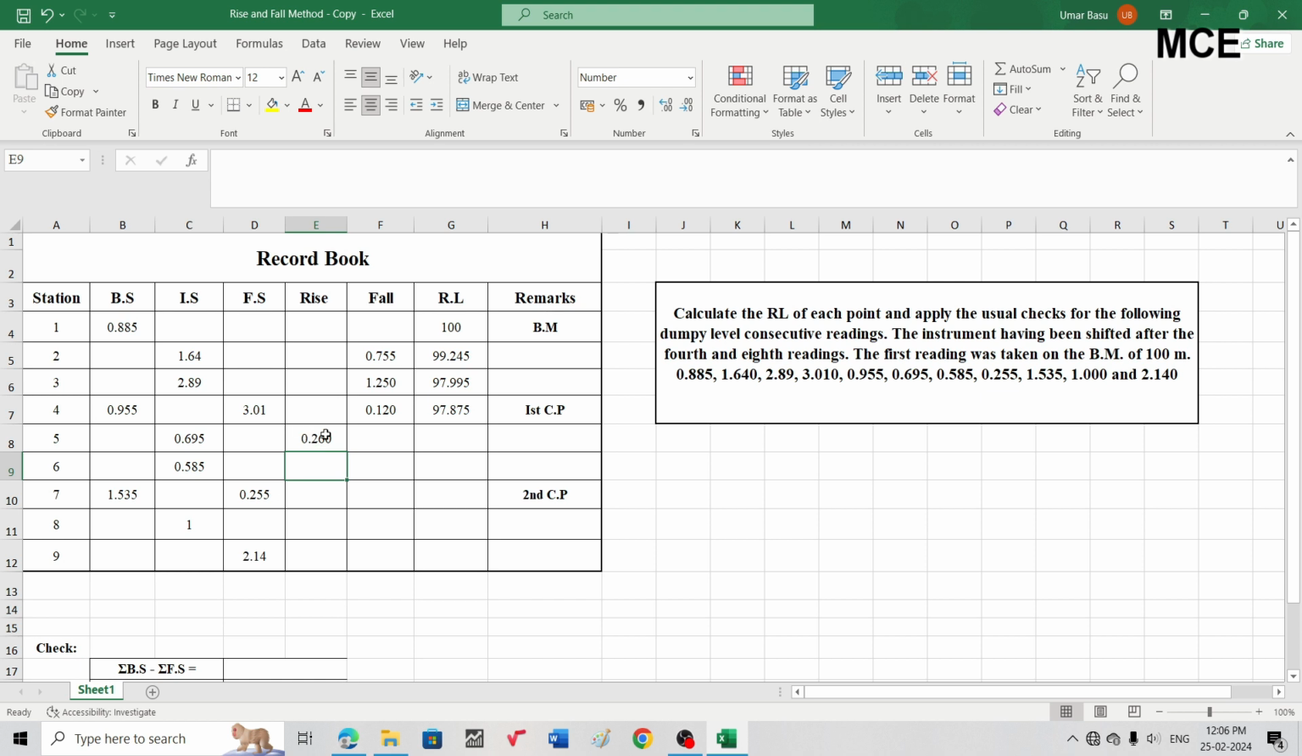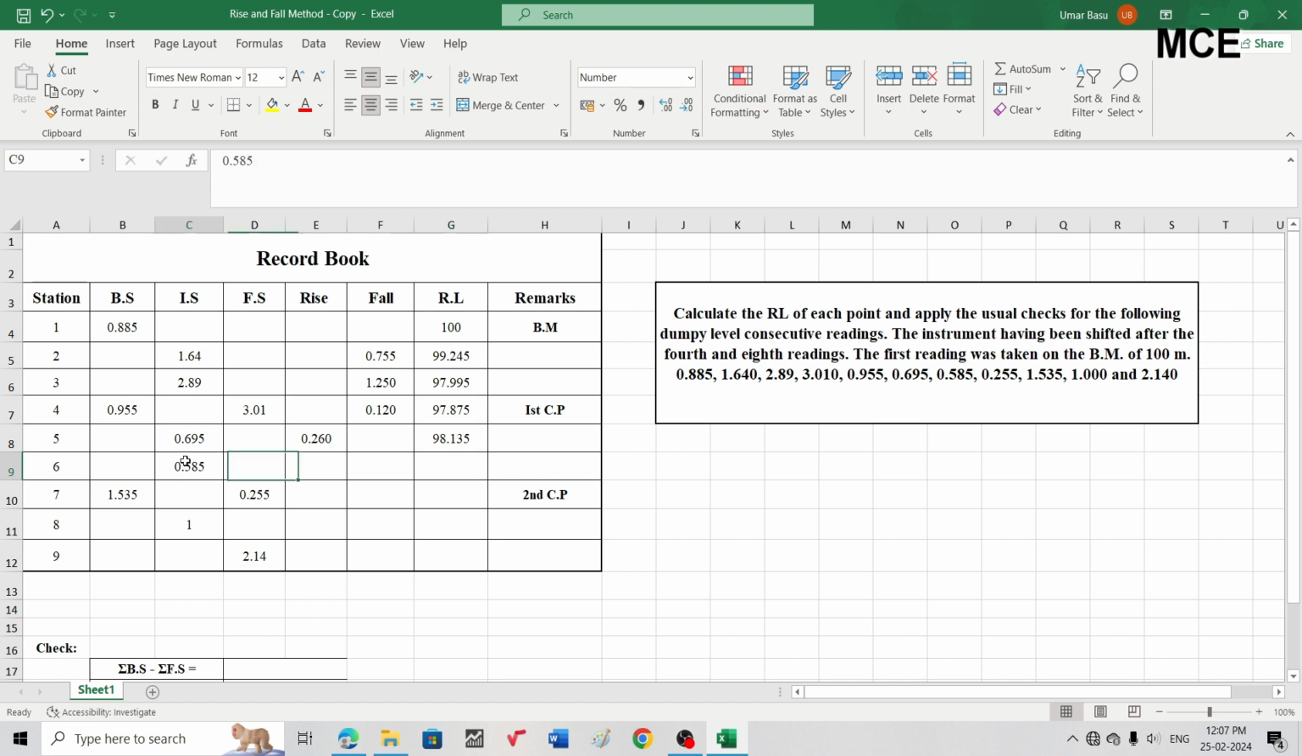And now you have to add this rise to the previous reduced level of station 4 to get the reduced level of station 5. So add it to the reduced level of station 4, that is select the reduced level column of station 5, write equal sign, then select the reduced level of station 4 which is 97.875 and to it add the rise of station 5 which is 0.260 and you will get the reduced level of station 5.